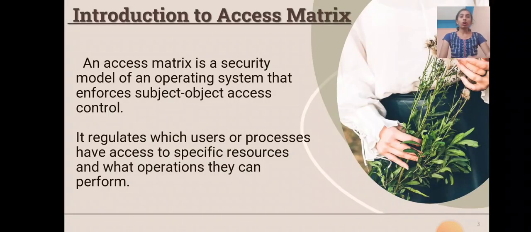Let's move on to the introduction to access matrix. An access matrix is a security model of an operating system that enforces subject-object access control. It regulates which users or processes have access to specific resources and what operations they can perform.